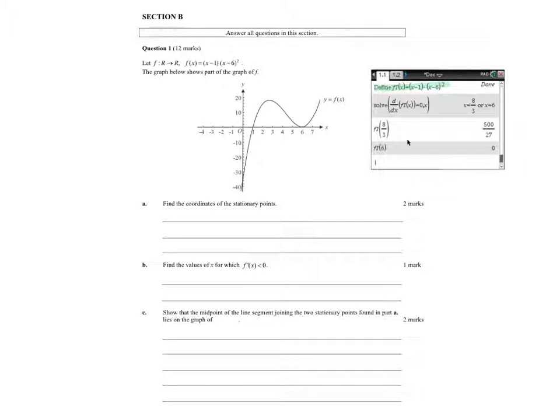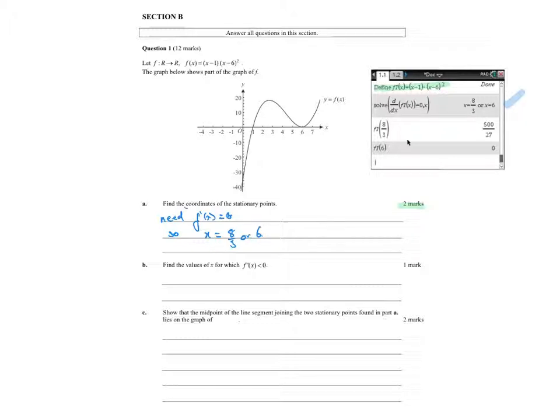So given it's only worth 2 marks, the marks are going to be for the correct answers. So it's not crucial we show all the working out that we need here. So you can see here on the calculator, I've worked out where the derivative is equal to 0. So even if we type this, we need f dash of x equal to 0. So x is equal to 8 on 3 or 6.